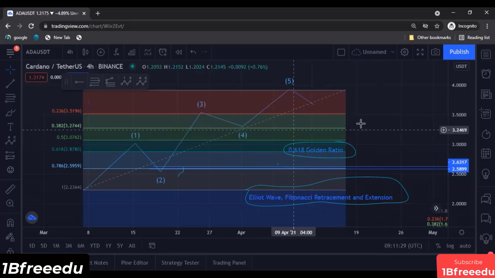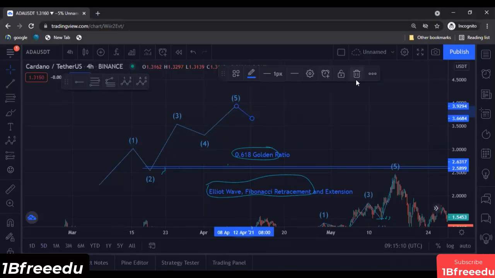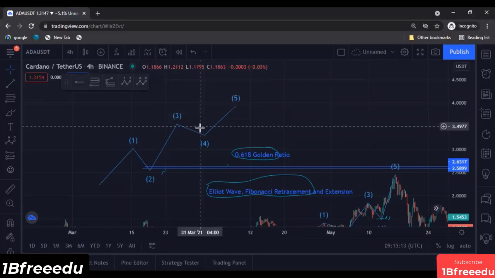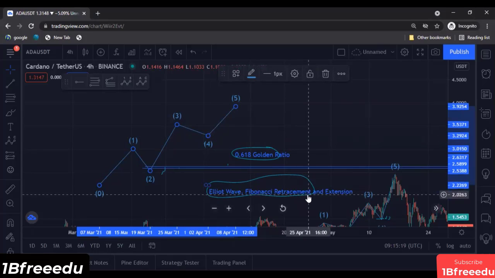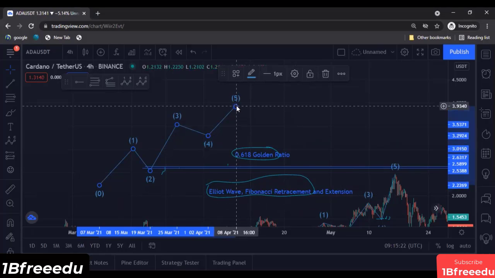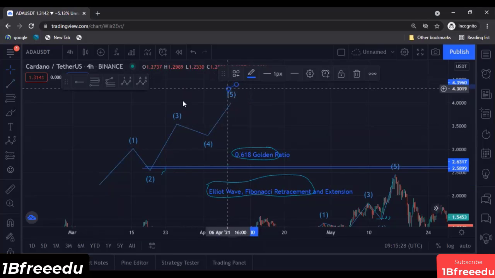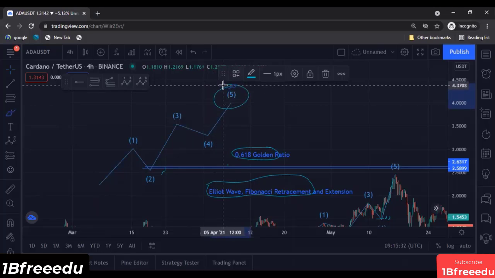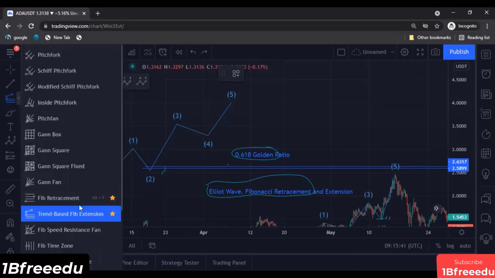Now let's move on to the Fibonacci extension. So now we have seen how the Fibonacci retracement and Elliott wave work together. Another important thing which we need to see is the Fibonacci extension. And why is that so? Because it would help us to predict where this fifth one, where this final target would meet. In order to do that, we would need to use the Fibonacci trend-based extension. You can get this from here, below the Fibonacci retracement, and you can select it.